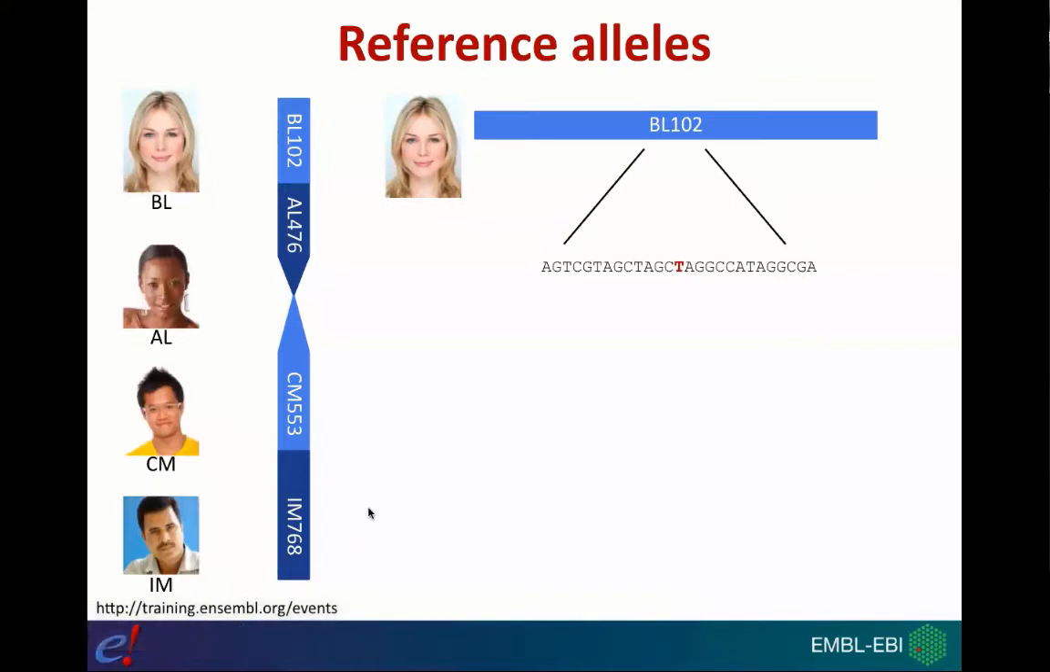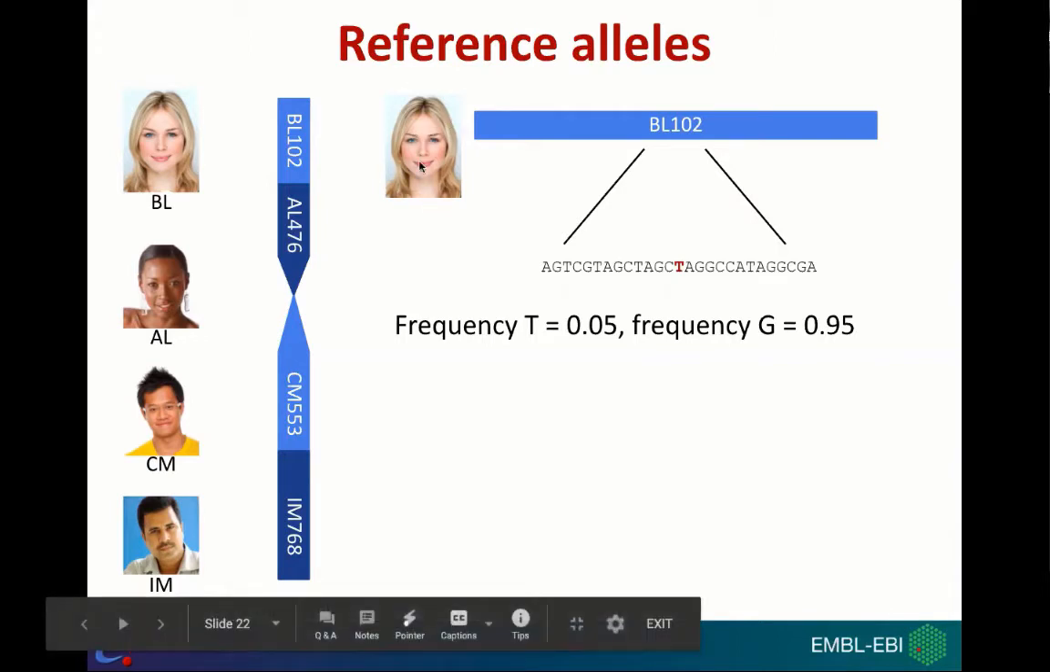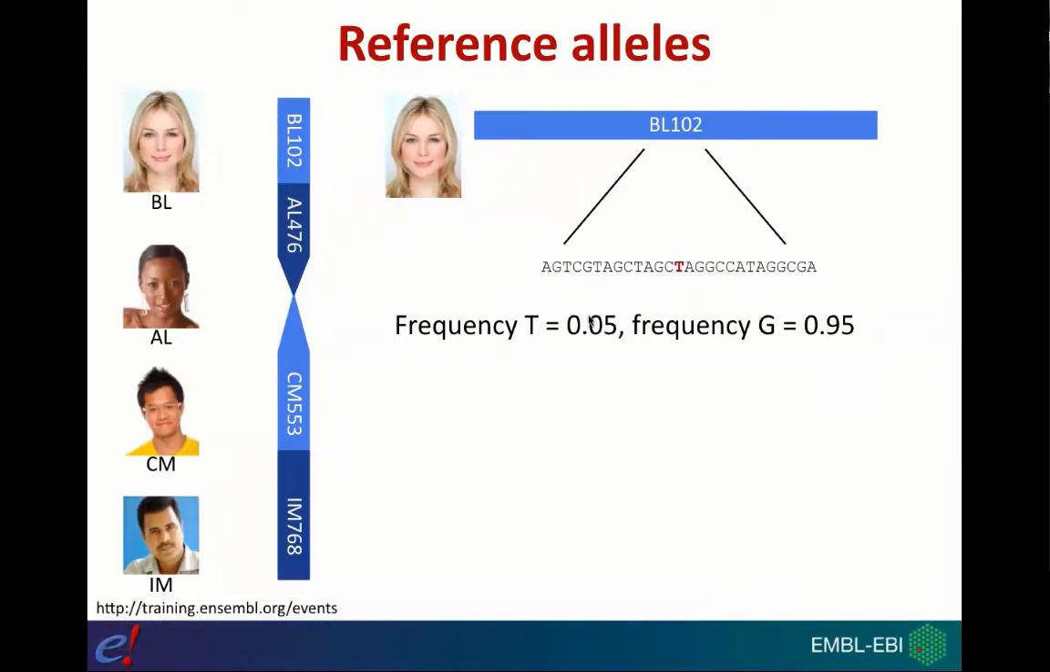If we take a look in more detail at one of these contigs, we can see that this contig has a sequence, and we can identify this position that's highlighted in red here as a T. Now, the lady who was sequenced as part of the Human Genome Project, where this contig was derived from, is not actually very representative of the human population around the world. The T that lady has is only found in 5% of individuals, but the other 95% of people around the world have a G at that position.